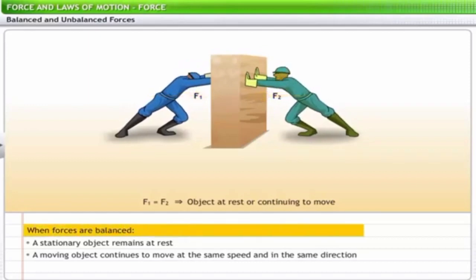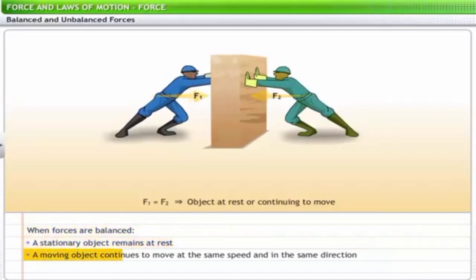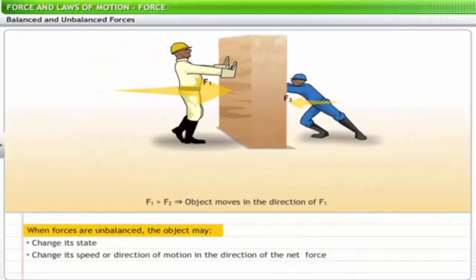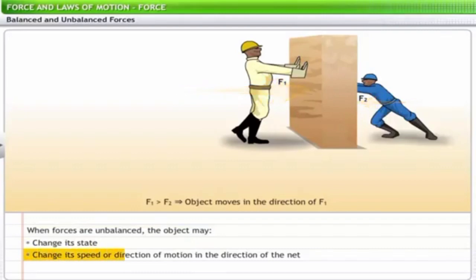When forces are balanced, a stationary object remains at rest and a moving object continues to move at the same speed and in the same direction. When forces are unbalanced, the object may change its state from rest to motion or vice versa, or change its speed or direction of motion in the direction of the net force.